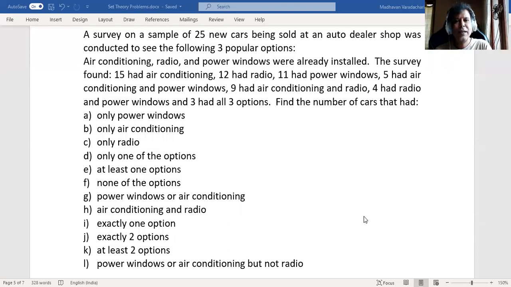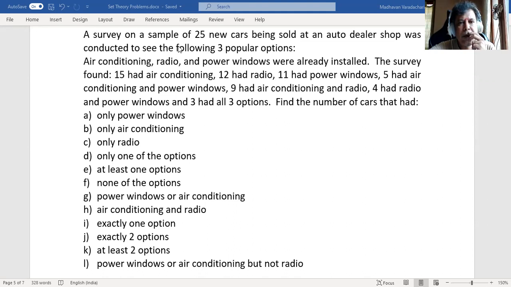Hello everyone. In continuation to our set theory, in this problem, we'll understand how effectively we can use a Venn diagram to answer many of the questions, right? With one single Venn diagram, we'll try to answer all these questions.